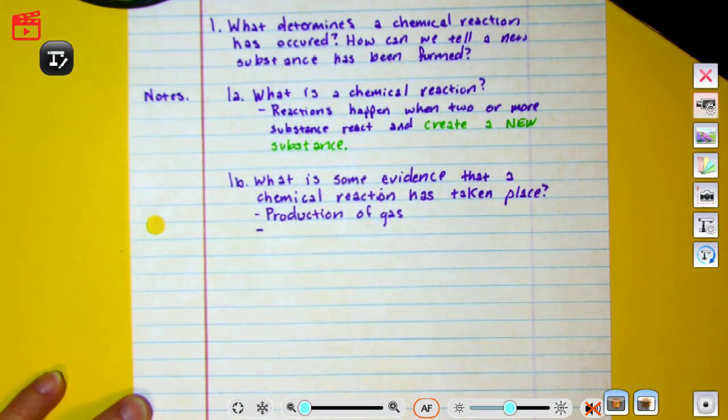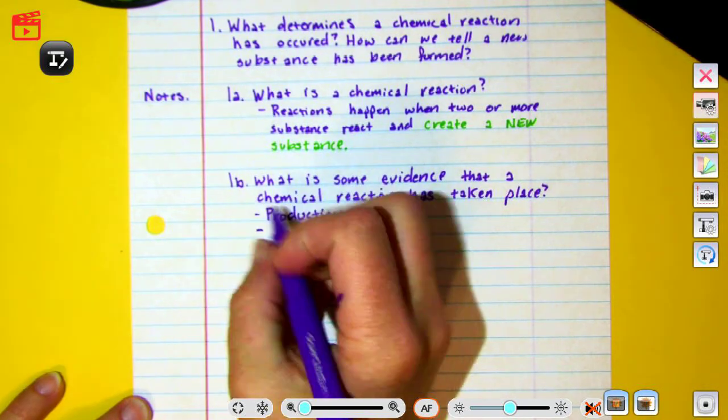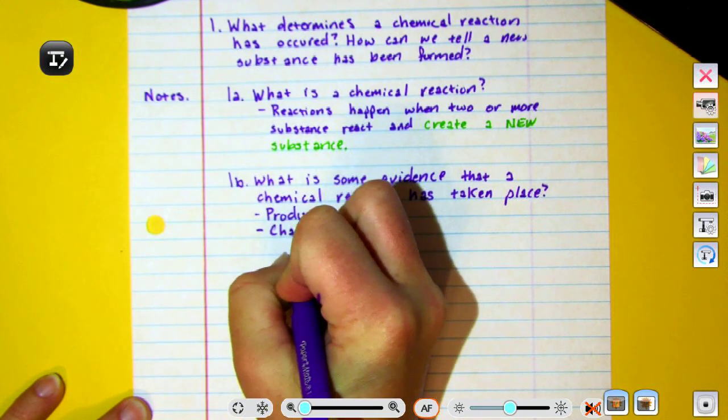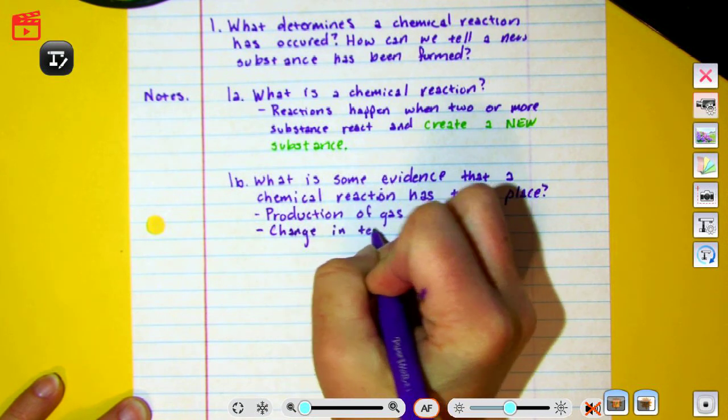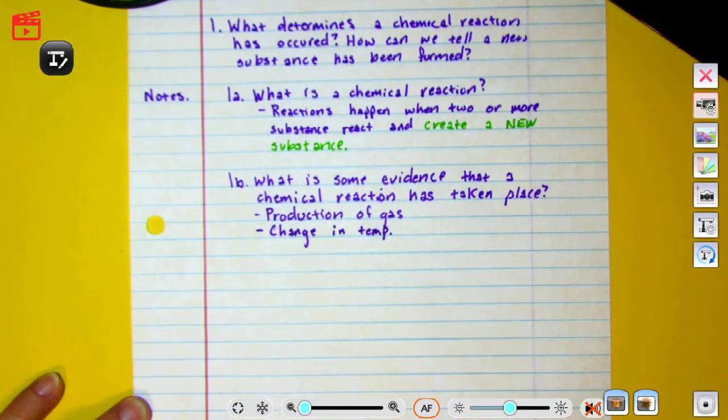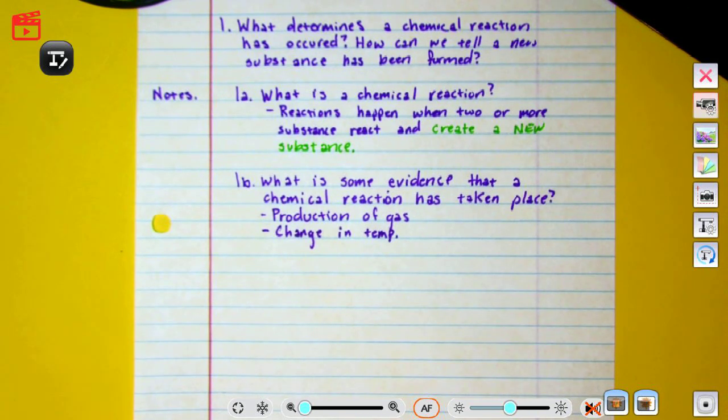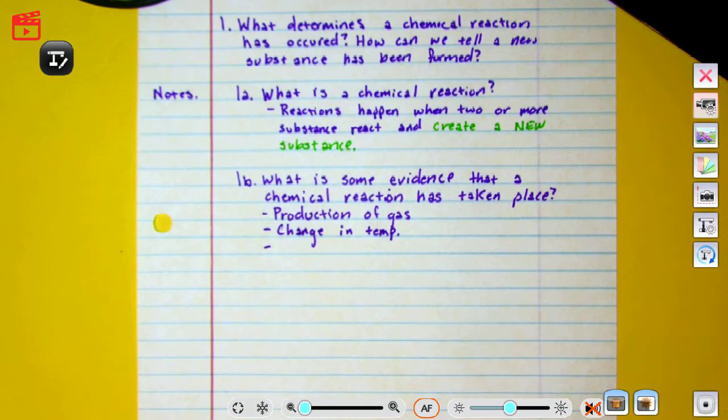All right, another thing is a change in temperature. A change in temperature means that it could get warm or it could get cold. If you think about the heat packs that you can open up, and whenever you rub them together, they heat up, those are chemical changes, and that would be an example of a heat change.